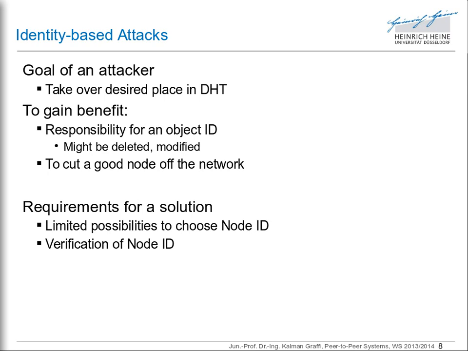Also, the verification of node ID is important, to be sure that the sender of a message is really the one who is pretending it. For example, a node may fake a message and send "I go offline," and then this node will be kicked. And the routing tables of the neighboring nodes will be updated.